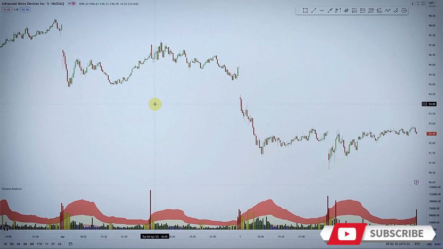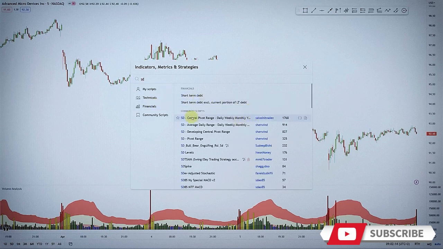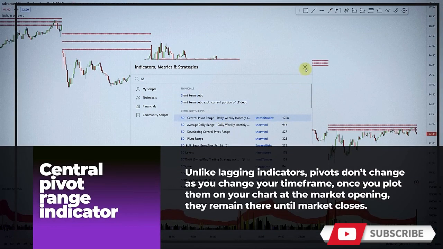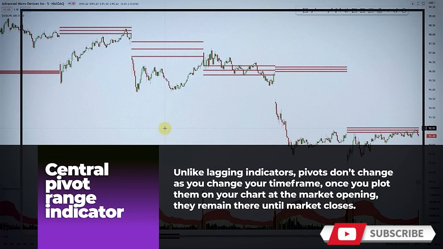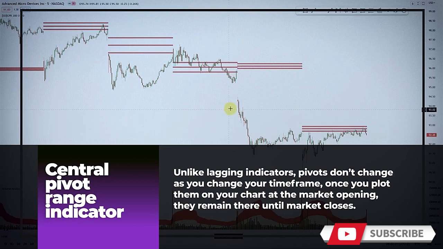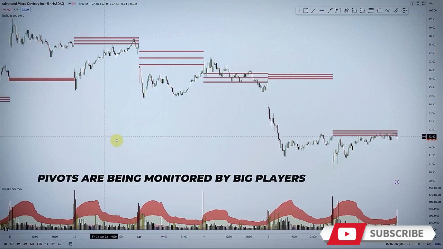Pivot points are my favorite day trading indicators. Pivots are fixed support and resistance levels based on the high, low, and close of the previous day. Unlike lagging indicators, pivots don't change as you change your time frame. Once you plot them on your chart at the market opening, they remain there until the market closes. And one more important aspect, pivots are being used by big players.